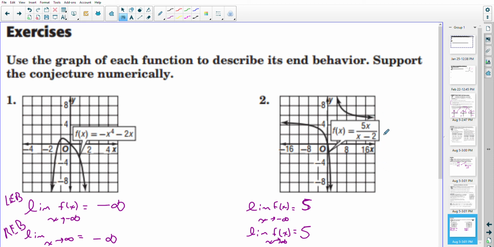Now, there are rules that you can memorize as well, because this has an exponent of 1 and this has an exponent of 1. So if you look at the ratio of the coefficients of your x's, you're going to get 5 over 1, which equals 5. A lot of times that'll be in textbooks as well. That completes the idea on left end behavior and right end behavior as x goes to infinity and x goes to negative infinity.